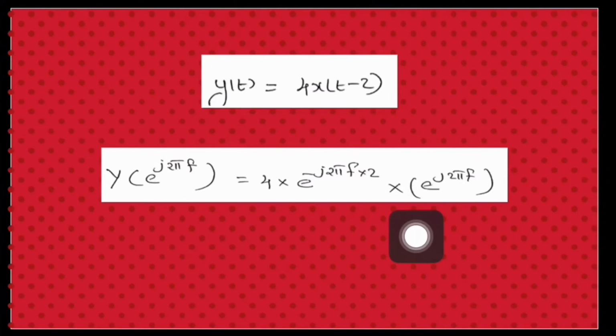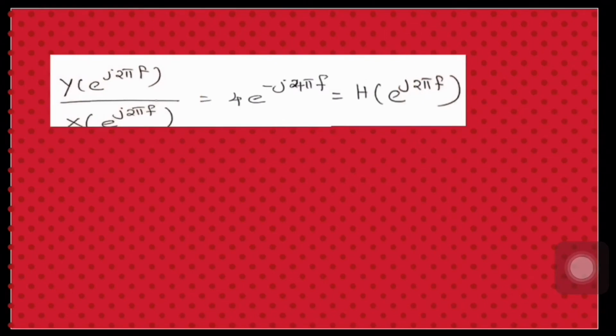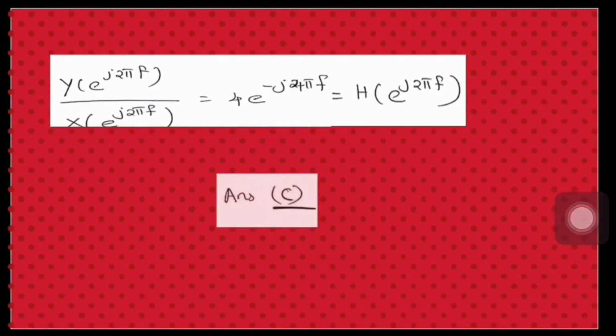By rearranging it, we get Y of e raised to j 2 pi f by X of e raised to j 2 pi f is equal to 4 e raised to minus j 4 pi f, which is nothing but our desired transfer function H of e raised to j 2 pi f. Thus, our answer is 4 e raised to minus j 4 pi f. That is option C. Let us move ahead and see the next question.